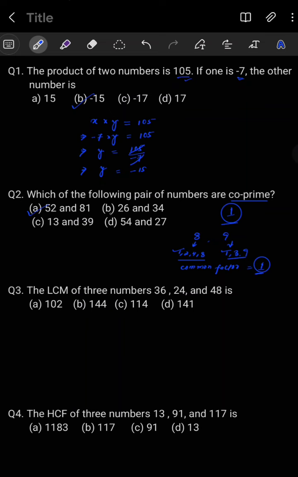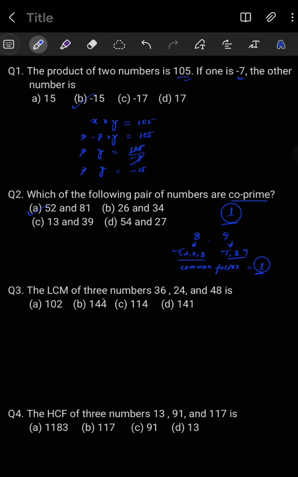Okay, because if you see option B here, it is given 26 and 34. Both are even numbers. Even number means you can divide by 2. So 2 is a factor, which is other than 1. So if it is other than 1, then they are not co-prime. If only 1, then they are co-prime numbers. Okay, then let's solve the next question.